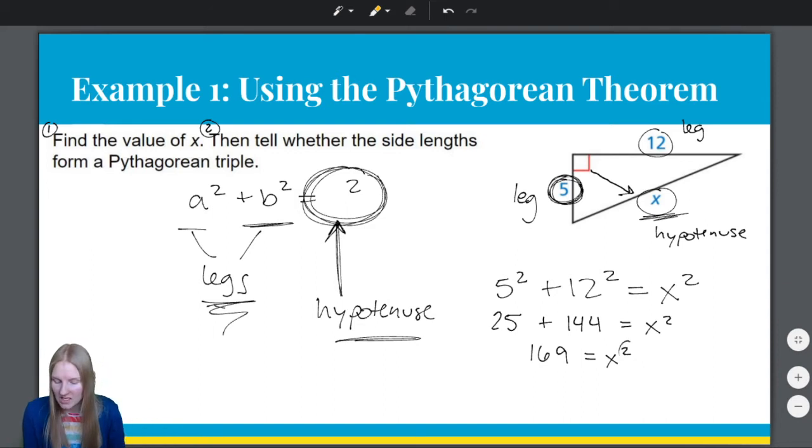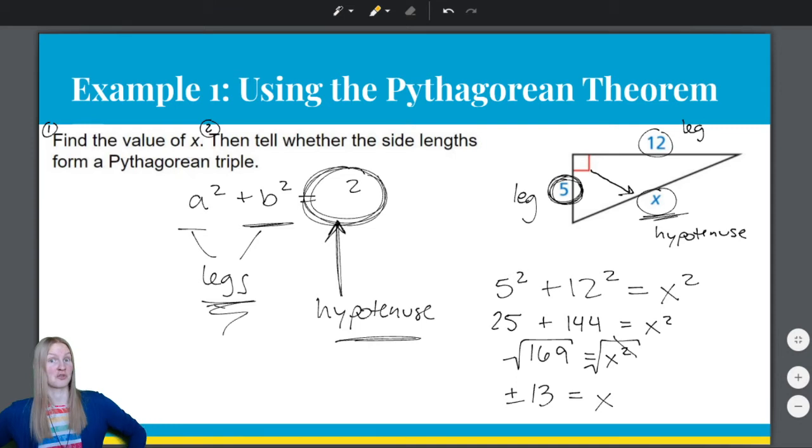So how can I get rid of this square? Well, I can take the square root of both sides. That cancels out the square with the x. And what is the square root of 169? It is 13. Now some of you might say, wait, isn't it plus or minus 13?